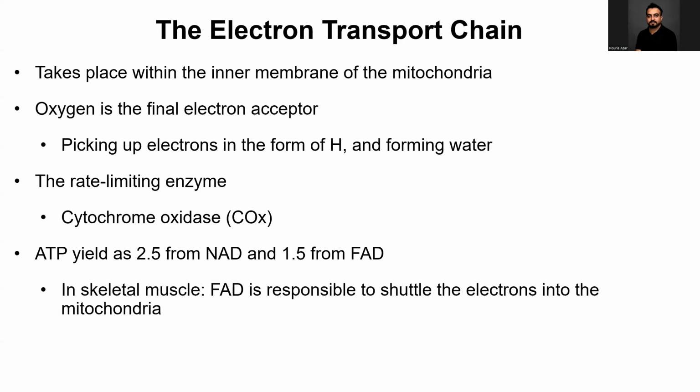In skeletal muscle, FAD is responsible for shuttling the electrons into the mitochondria, and not NAD. And the ATP yield is 2.5 from NAD and 1.5 from FAD.